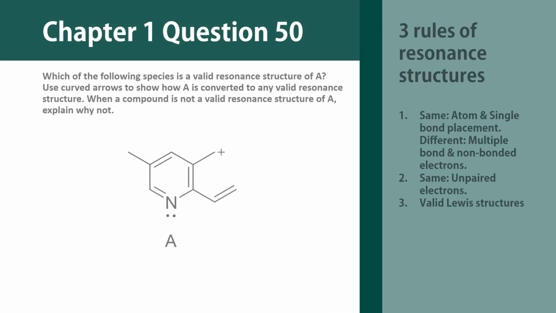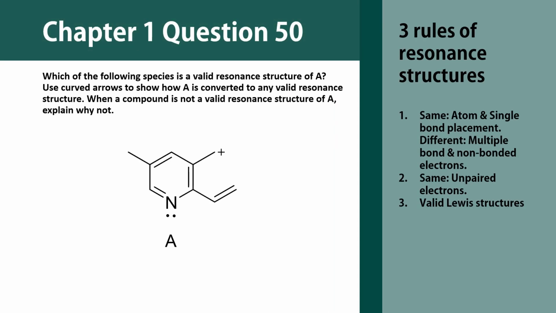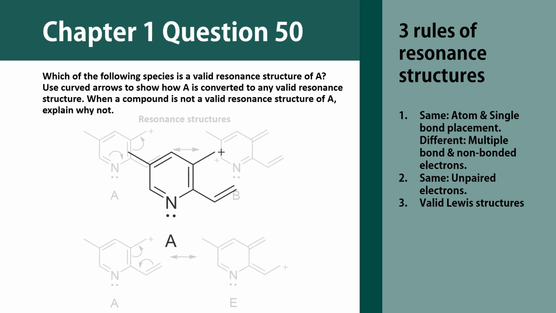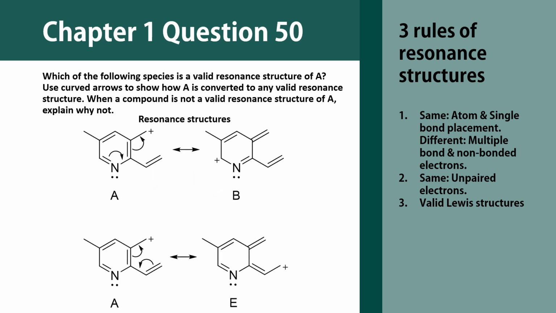Same goes for question B. It requires us to find out which one is a valid resonance structure of A, so we have to show how it works. When you draw the Lewis structure with the arrows, please make sure the arrow points to the specific place, whether you want to point to the bond or point to the atoms.